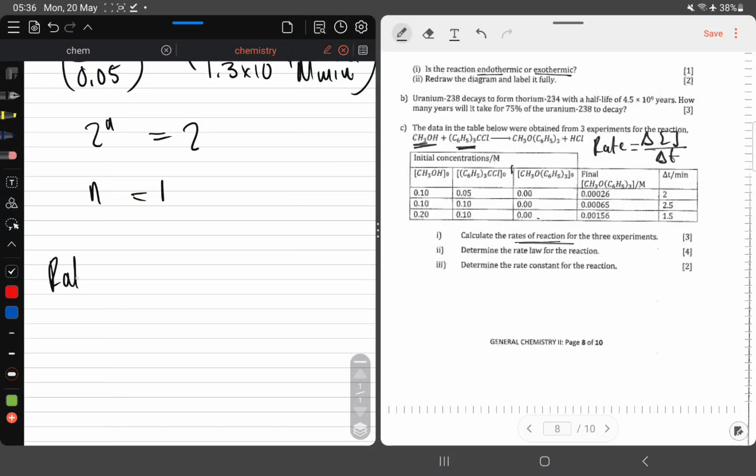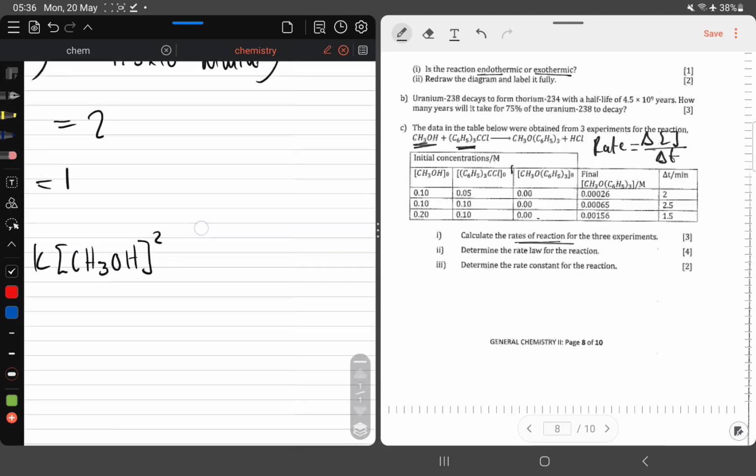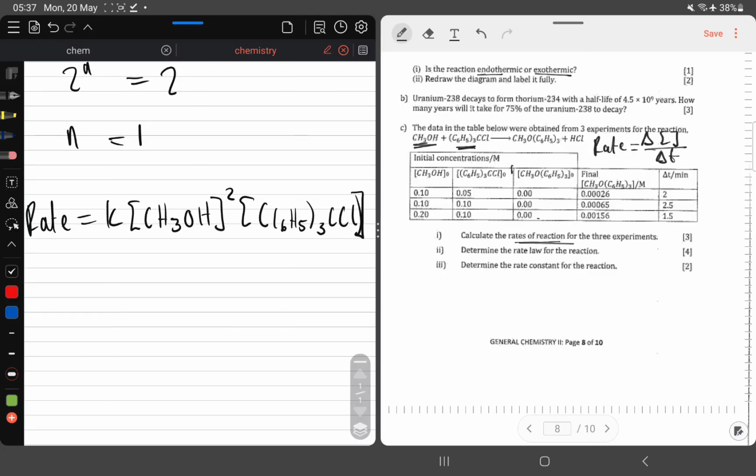So the rate is equal to K multiplying the concentration of CH3OH to the power of 2 times the concentration of C6H5 3 CCl to the power of 1. So it's just like this, and I'm done.